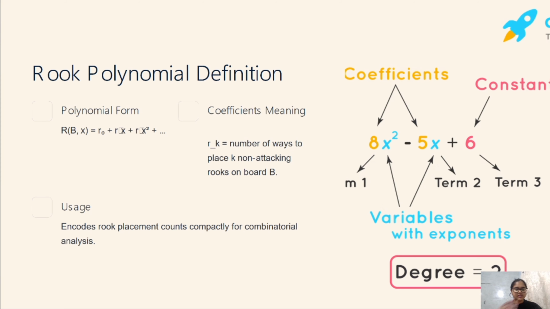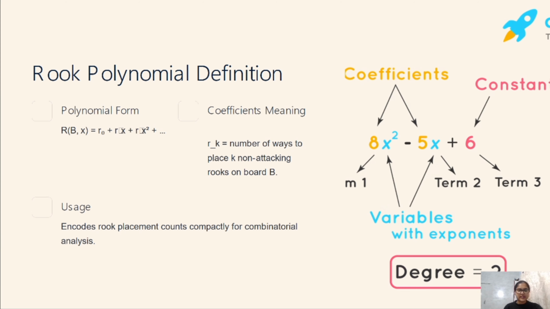Rook polynomial definition. The rook polynomial R(B, x) equals r0 plus r1 x plus r2 x squared and so on up to rk x to the power k, where rk is the number of ways to place k non-attacking rooks on board B. Meaning of coefficients. r0 equals 1, that is, one way to place 0 rooks. r1 is the number of ways to place 1 rook, and r2 is the number of ways to place 2 non-attacking rooks, etc.